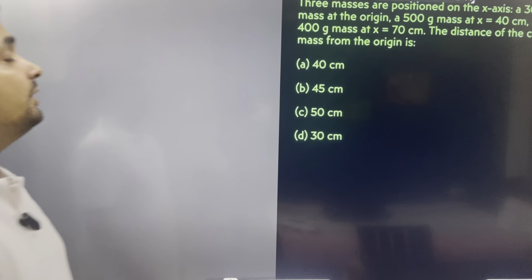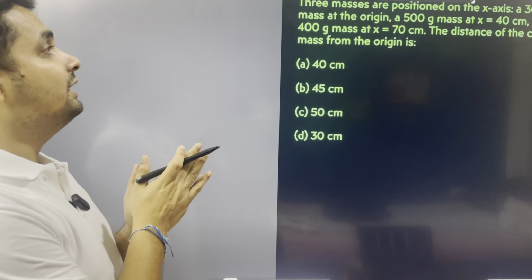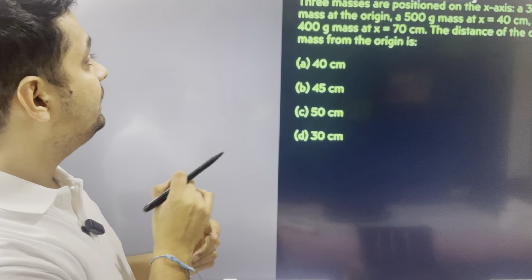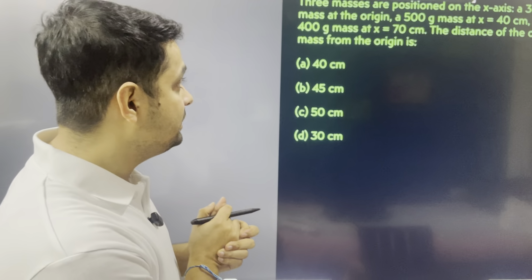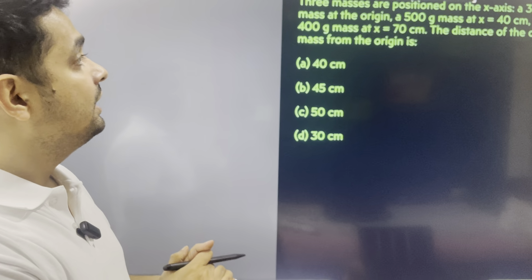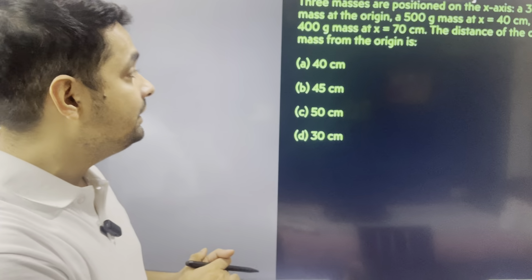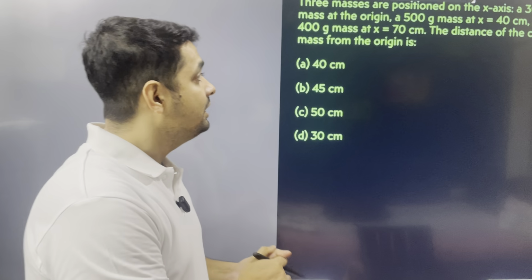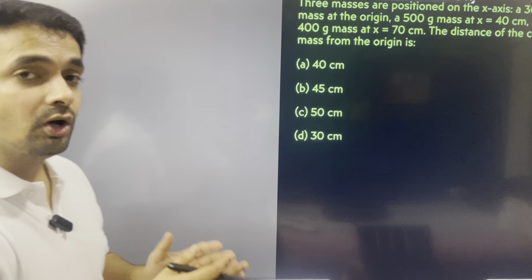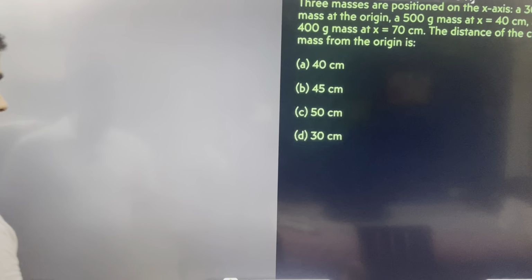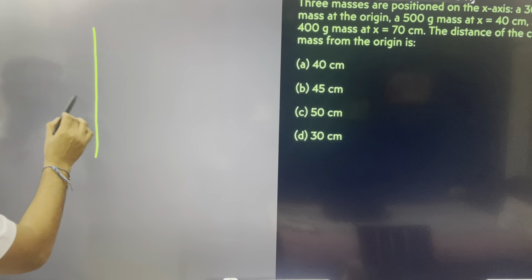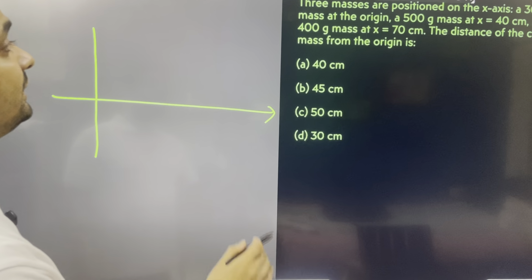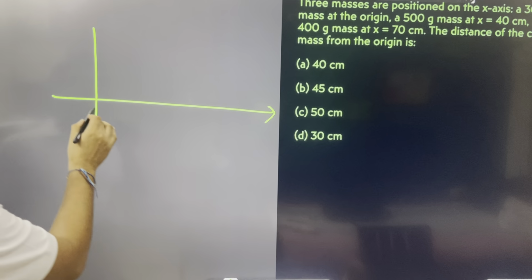Okay, here is one question. Three masses are positioned on the x-axis: a 300 gram mass at the origin, a 500 gram mass at x equals 40 centimeter, and a 400 gram mass at x equals 70 centimeter. The distance of the center of mass from the origin is? So we will draw this first. Every particle is on the x-axis only.